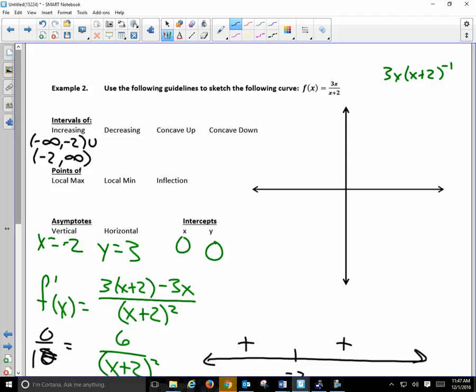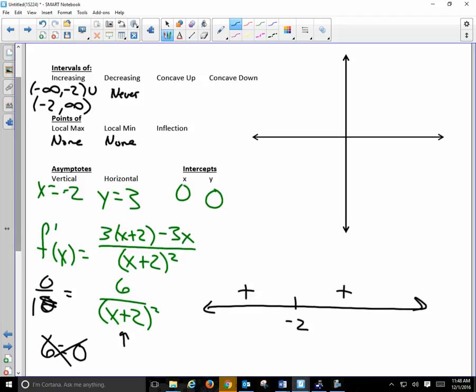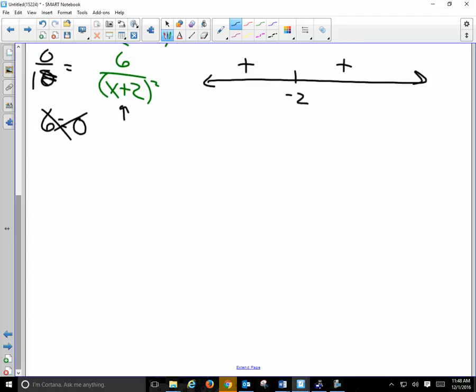When is this function decreasing? Never. Where's the local max? There are no local maxes. How about local mins? There's none. So in order to do concave up, concave down, and inflection, I need to find what? Second derivative. So 6 over x plus 2 squared could be rewritten as 6 times x plus 2 to the negative 2.